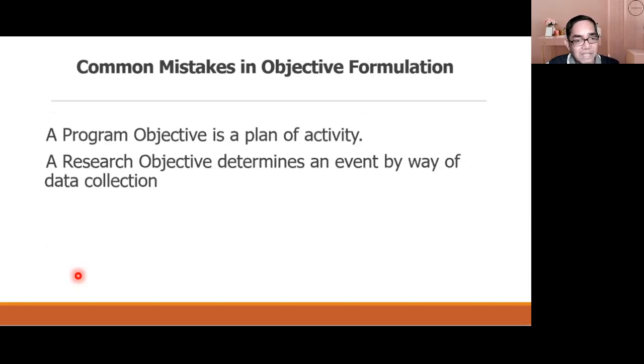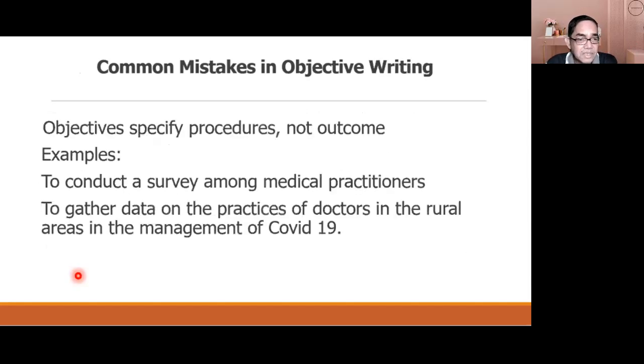So a program objective, as I said, is a plan of activity. A research objective determines an event by way of data collection. So please don't confuse a program objective from a research objective. Objectives specify procedures, not outcome.